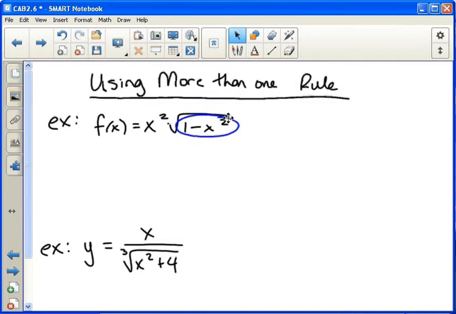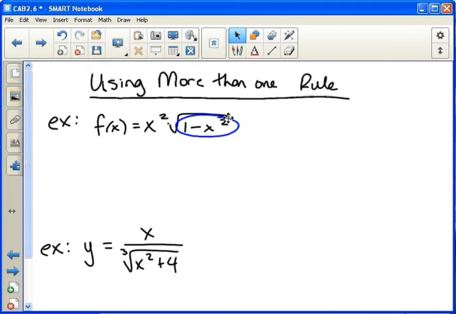But one thing you have to figure out is what rule is really dominant. What's the main thing here? Which rule do we start with? Well, we're going to start this one with the product rule. And that's because only a piece of this requires the chain rule. Only the square root part needs the chain rule. The x squared doesn't. So product is our big picture one here.